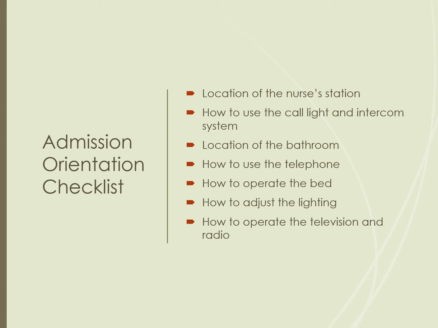Admission orientation checklist. When you are orienting the patient to the unit in their room, you're orienting them to the location of the nurse's station, how to use their call light and intercom system, and if you feel like they need to practice pressing the call light and then answering the call light, you can do that. Have them practice pressing the red button. Location of the bathroom, how to use the telephone, how to operate their bed, how to operate their lighting and television.